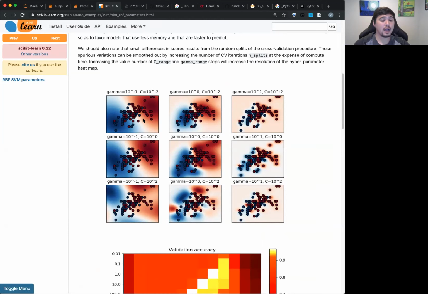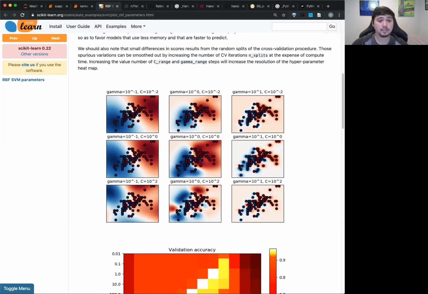Basically, our C says, how much do we care about our classification? In this case, we don't really care that much about classification. And you can see this very simple line right here. It's like, well, technically it's getting most of these blue on the left side and most of these red on the right side, but it's too simple, right? It's underfitting in this case.